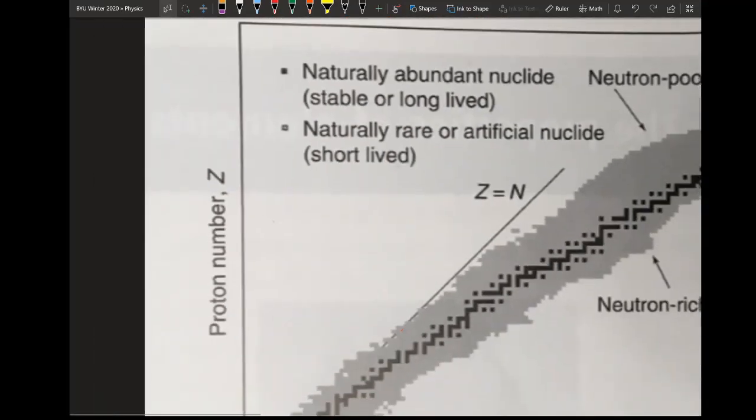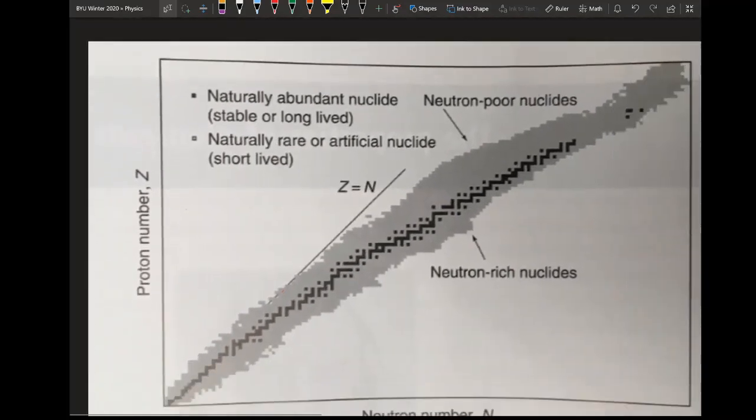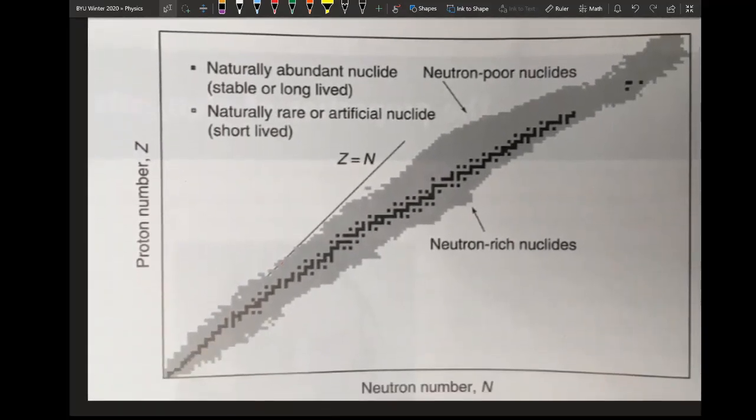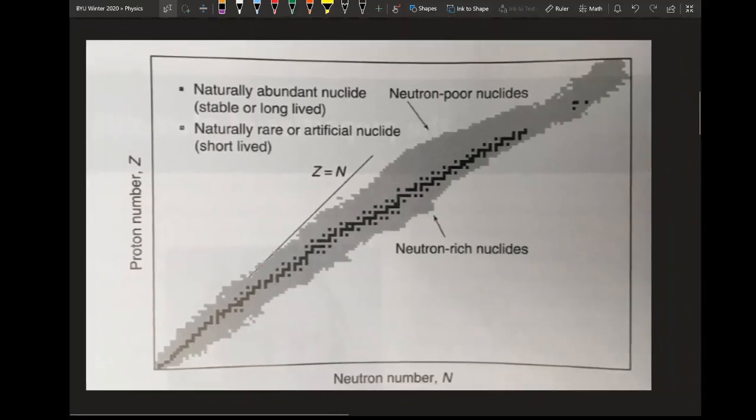So if we look on an actual compiled graph that I got from this really cool geochemistry book by Francis Albarde, it's really quite a fascinating book if you ever have the time to read that type of stuff.